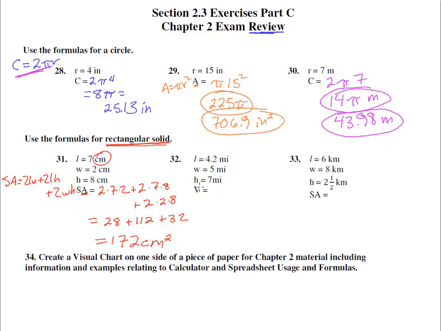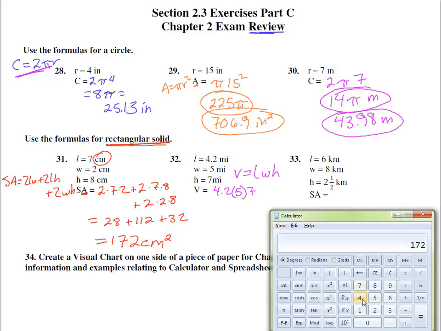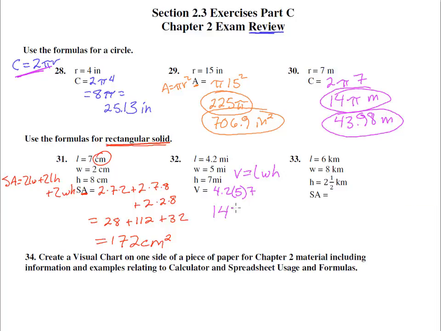Number 32. This one has a different one. Volume. We can't use that same formula. We have volume equals, for a rectangular solid, length times width times height. So this is going to be 4.2 times 5 times 7. And we just multiply those together. Let's go ahead and do that on a calculator. 4.2 times 5 times 7 equals 147.